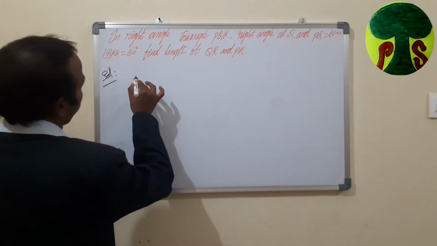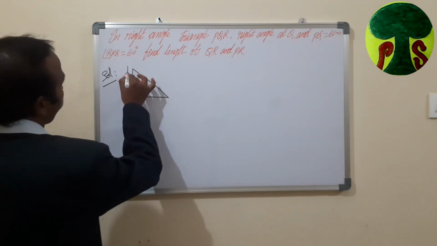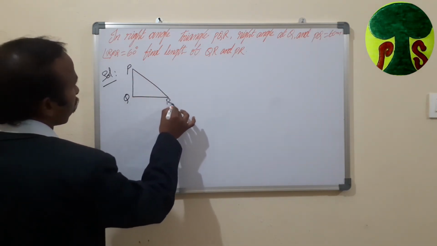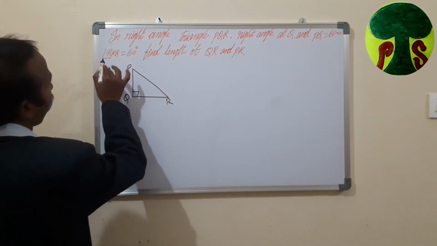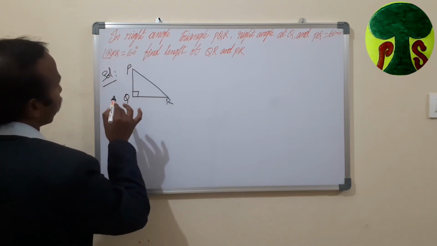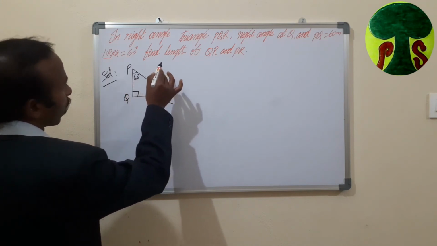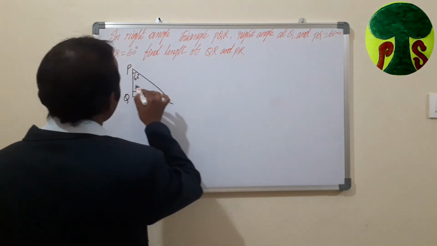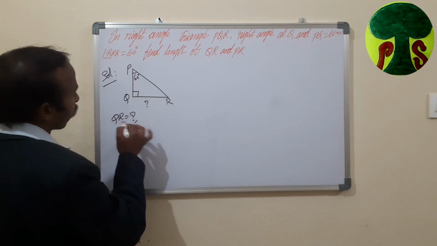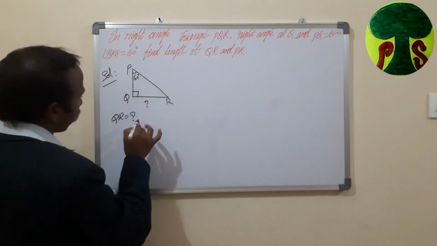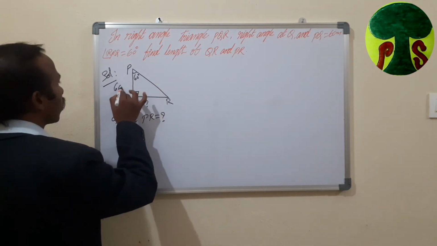In right angle triangle PQR, first we will draw the right angle triangle PQR. In the question, right angle at Q. So here is the right angle. Angle RPQ is 60 degrees. RPQ means here 60 degrees. Find the length of QR, and the length of PR. Given the length PQ is 6 centimeters.